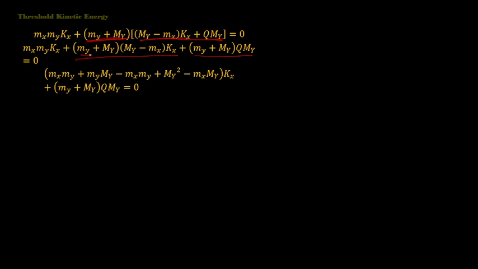Now this m_y is multiplied with capital M and then multiplied with small m, and the first two terms are obtained. Then this capital M_y is now multiplied with this m_y, giving us m_y squared, and then multiplied with this m_x, giving us this. The K_x is outside, this K_x is here, and m_y plus M_y is written as it is.